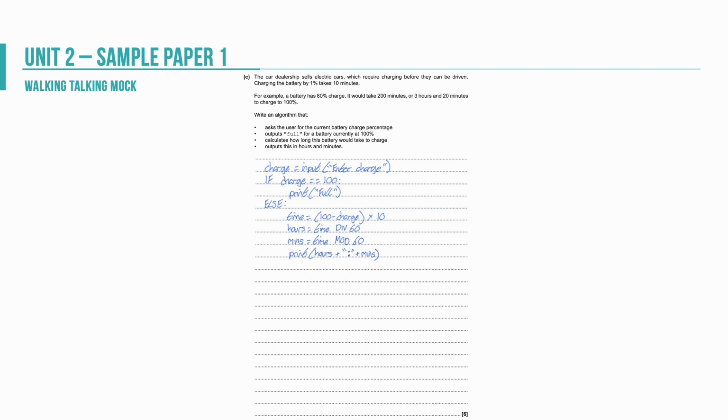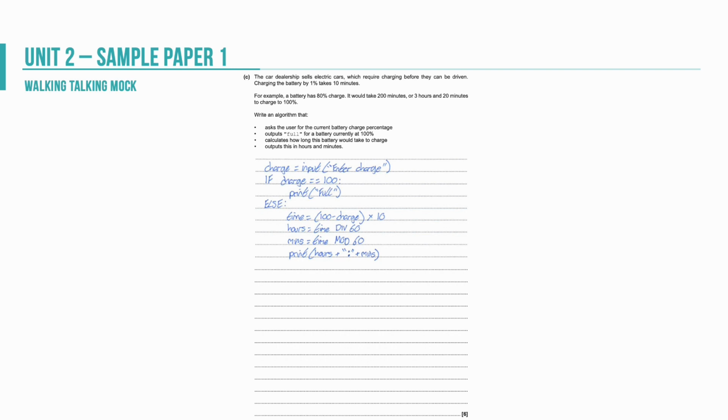So hours equals time div 60. That is saying how many times does 60 go into time as a full number. So how many full hours have I got? Mod then does exactly that, but works out the remainder. So mod is really useful for working out the number of minutes.